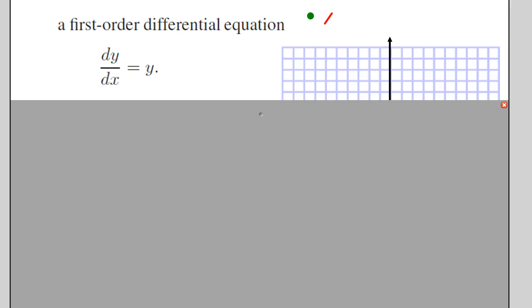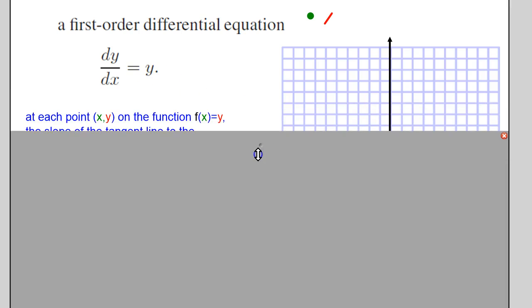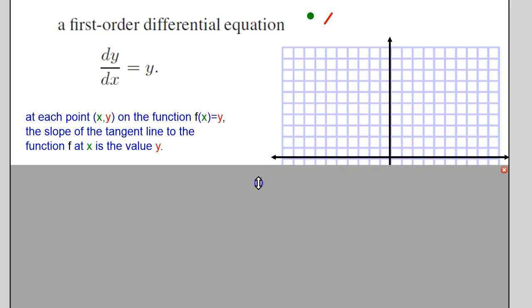dy/dx is equal to y. And as you can see, it is a differential equation because it involves a derivative of a function as well as a function, and we're going to call the function y. But what does this actually mean in this particular situation? It means that, let's say y is equal to f of x, given any x, y point that's on the function f, the slope of the tangent line at that point is going to be equal to the same value as y. So at each point x, y on the function f of x equals y, the slope of the tangent line to the function f at x is the value y.